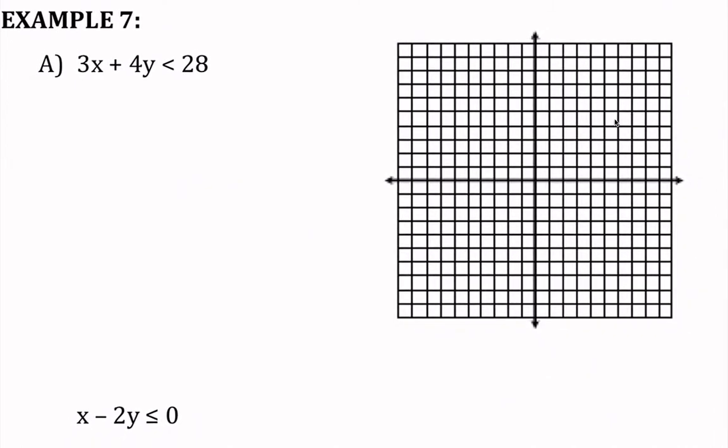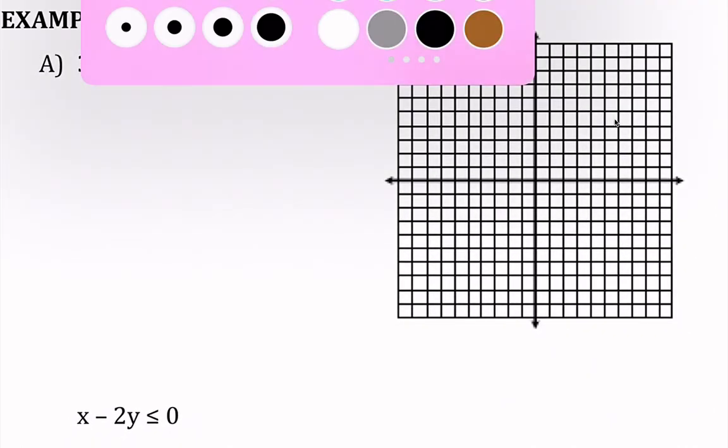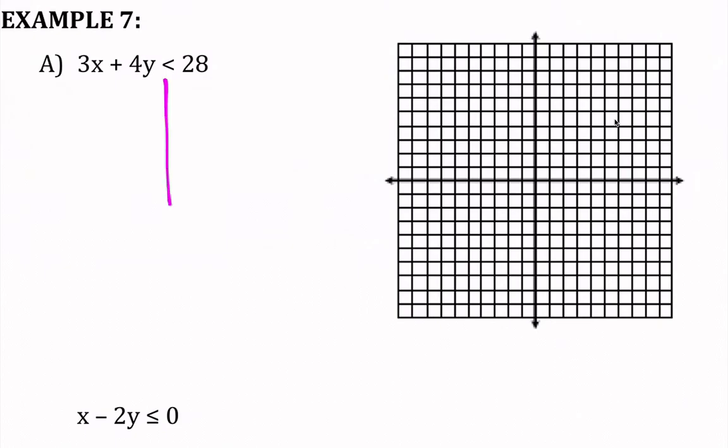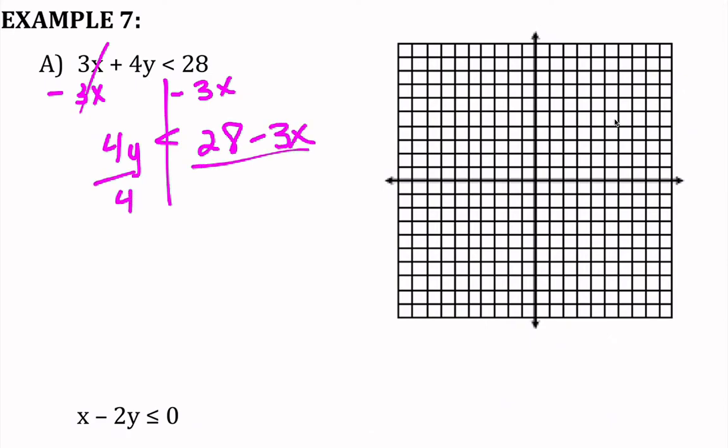All right, so I'm going to solve for y by subtracting 3x from both sides. 4y falls down, my symbol drops, and I'm going to have 28 minus 3x. Next, I have to divide both sides by 4. No reason to flip our sign. 28 divided by 4 is 7. Negative 3 divided by 4 is a negative 3 over 4. And my x will drop.